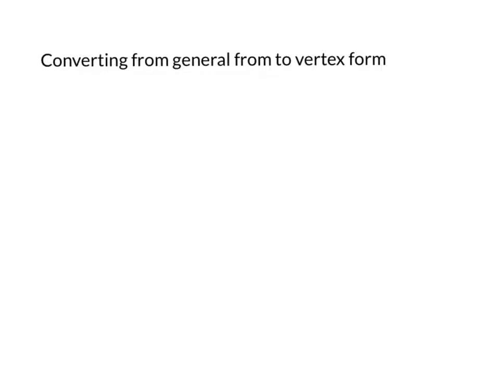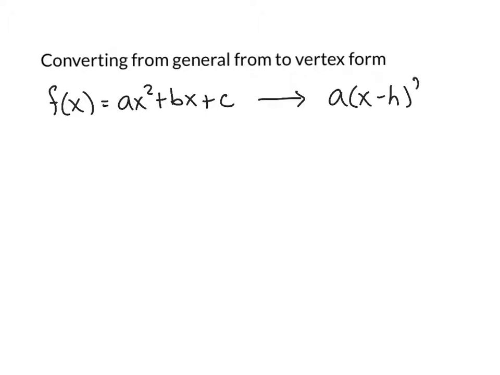Hi everyone. So for this video I want to talk about converting from general form to vertex form for quadratic functions. So what that means is when we have a function in general form, we know it looks something like this: ax squared plus bx plus c, and we're going to convert it into a form that looks like this: a times x minus h squared plus k.